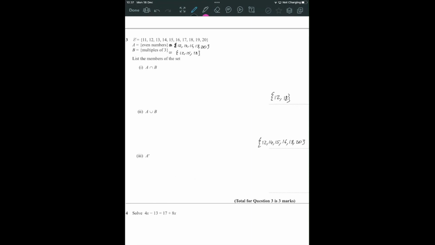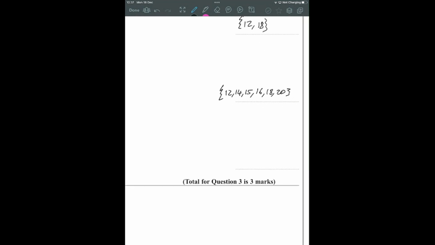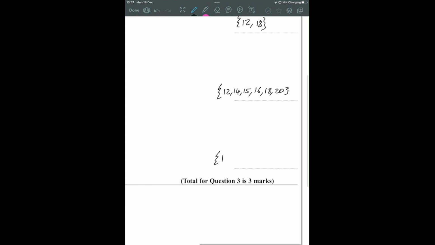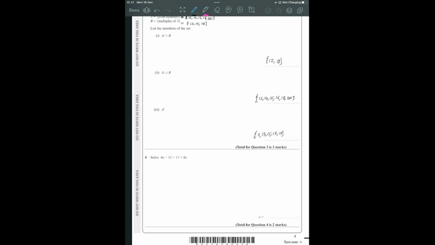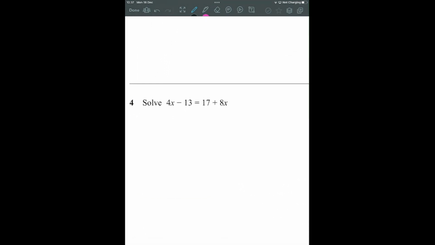And then A dash, the dash is the 'not'. So this time we're not looking for the evens, this is now asking for the odds. Again, I'm restricted from 11 to 20 and not allowed to put anything else in there. Key point about those, you're not allowed to have repeats. You don't need them in order, but it is quite nice to have them in order.